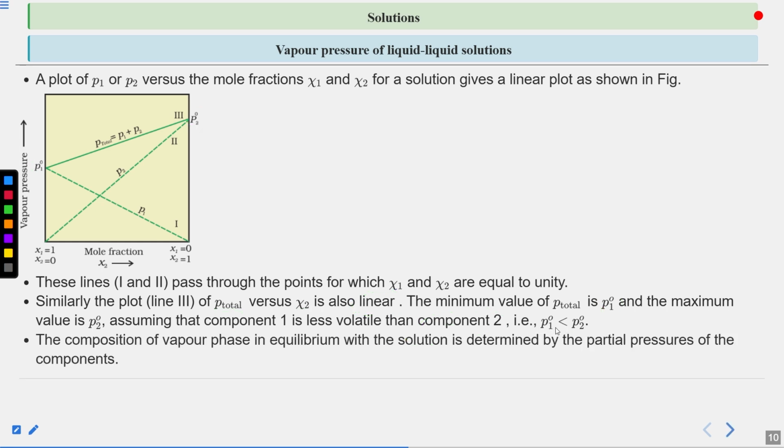Now, the composition of the vapor phase in equilibrium with the solution is determined by the partial pressures of the components. So here the total pressure is being defined with the help of the partial pressures of 1 and 2.